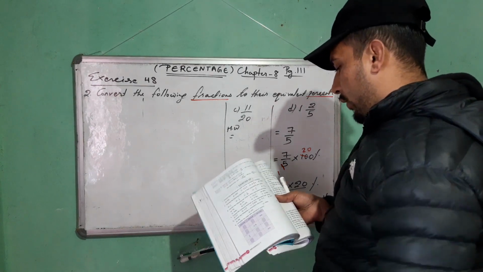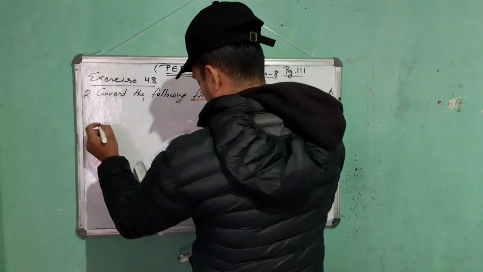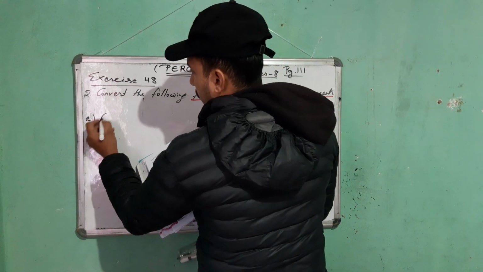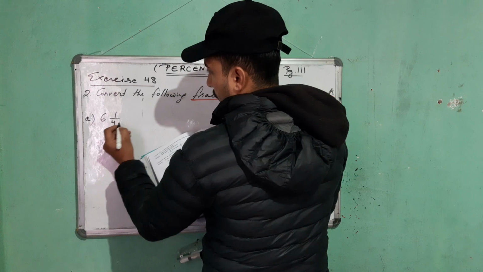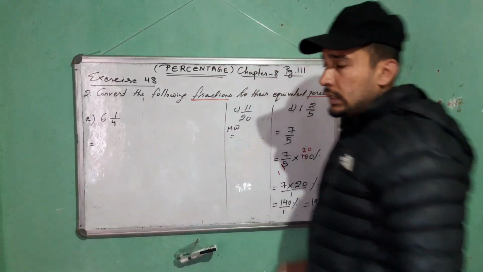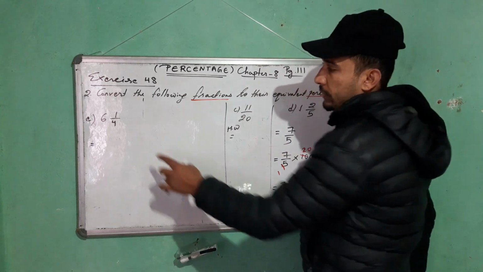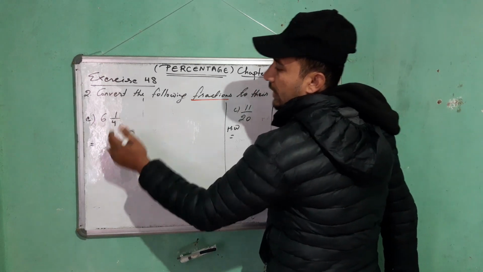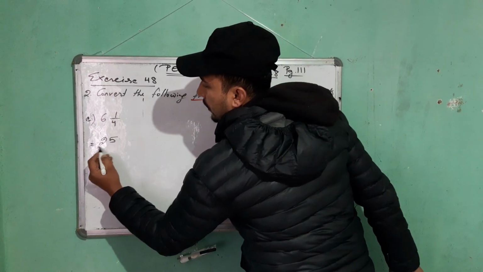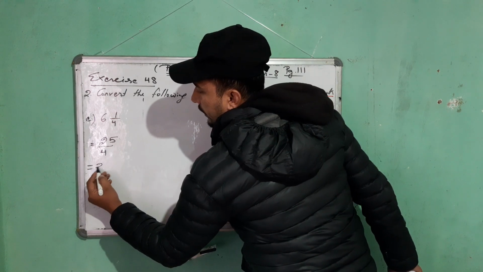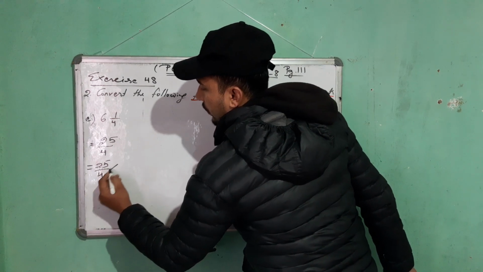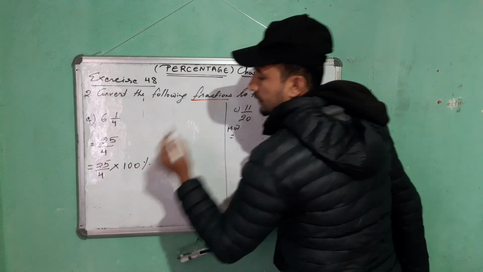Next, number E, you have 6 1 by 4. You have to convert this into percent. Okay. So first let's convert it into an improper fraction. 6 4s are 24 plus 1 is 25. 25 upon 4. So 25 upon 4 into, you have to do 100%.